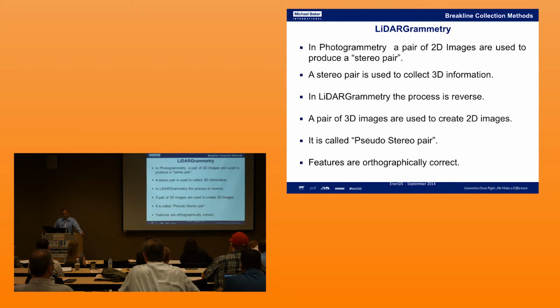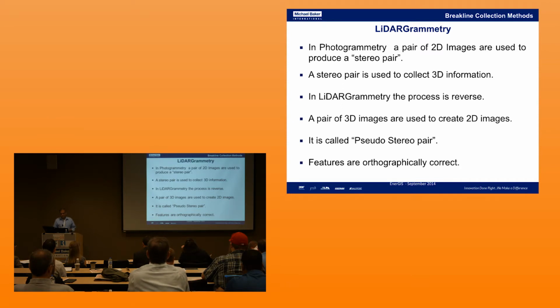So what is LiDARgrammetry? It is sort of complementary to the photogrammetric technology. People have used photogrammetric technology for years. In photogrammetry, what we do is take two images, which are primarily 2D images, and create a 3D perception, what we call a stereo pair, okay? And then we use the stereo pair to collect the 3D points.